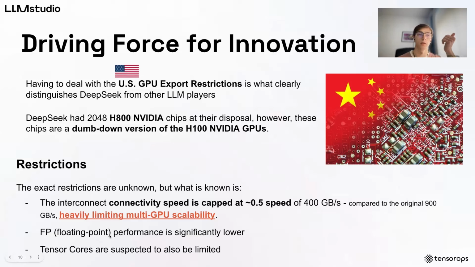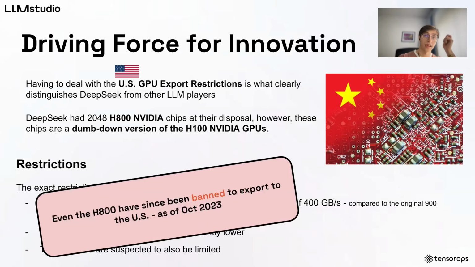And then, of course, floating point performance, meaning computations are a bit slower. The tensor cores are suspected to also be limited somehow. So we can definitely see how this goes. And an important thing now: even these H800s that DeepSeek used have since been banned. So Chinese companies can no longer use them. As of October 2023, they were banned. Luckily for DeepSeek, they got these beforehand. So we see that the US is definitely hammering down on them and getting more restrictive.